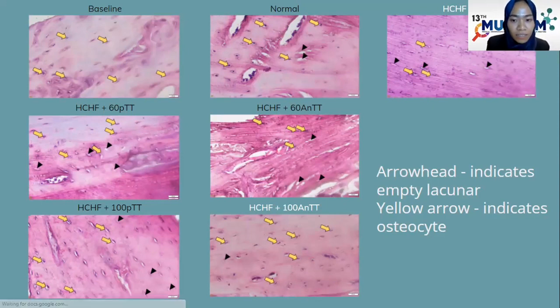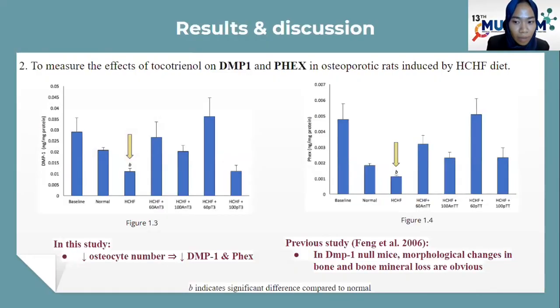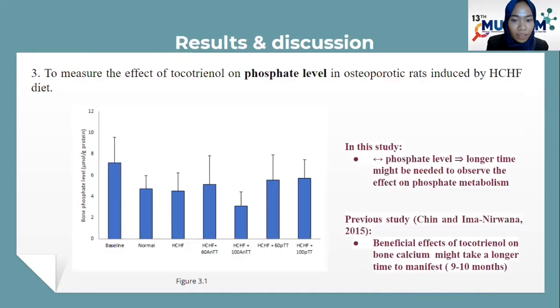Next, our next objective is to see the effect of tocotrienol on the DMP1 and PHEX, right? So our result shows that both the DMP1 and PHEX levels are significantly reduced in HCHF rats compared to the normal rats. Previous studies suggest that in DMP1 null mice, morphological changes in bone and bone mineral loss are obvious. Lastly, the effect of tocotrienol on phosphate level. In this study, we found that there were no significant changes. We postulate that a longer time is needed to observe the effect, as a previous study by Chin and Ima-Nirwana stated that the beneficial effect of tocotrienol on bone calcium takes a longer time to manifest.